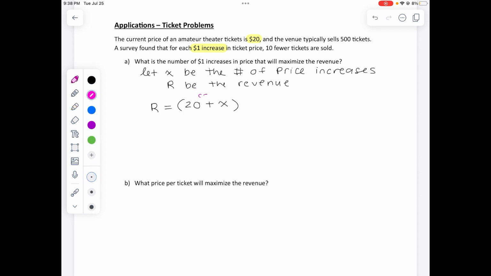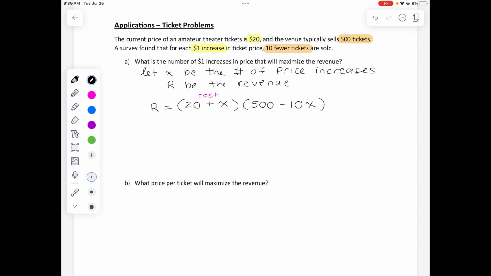Okay, so the first bracket is specifically relating to cost, and then my next bracket is going to relate to items. Now if we look at this, it says that the venue typically sells 500 tickets, and each time I increase the price, I sell 10 fewer tickets. So I'm losing 10 ticket sales each time the price is increased. So for this bracket, my items, in this case tickets, I'm going to have 500 minus 10 times X, because again, X is the number of price increases, so if I have one price increase, I'm losing 10 tickets. If I have two price increases, I'm losing 20 tickets.